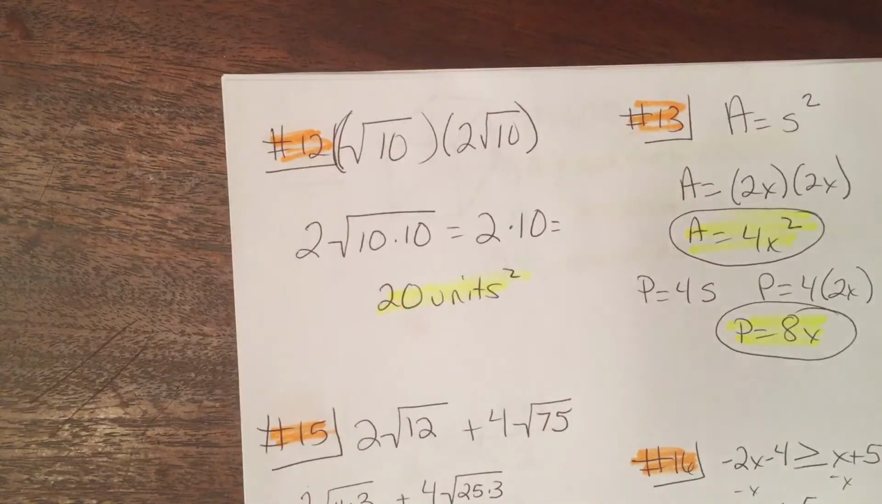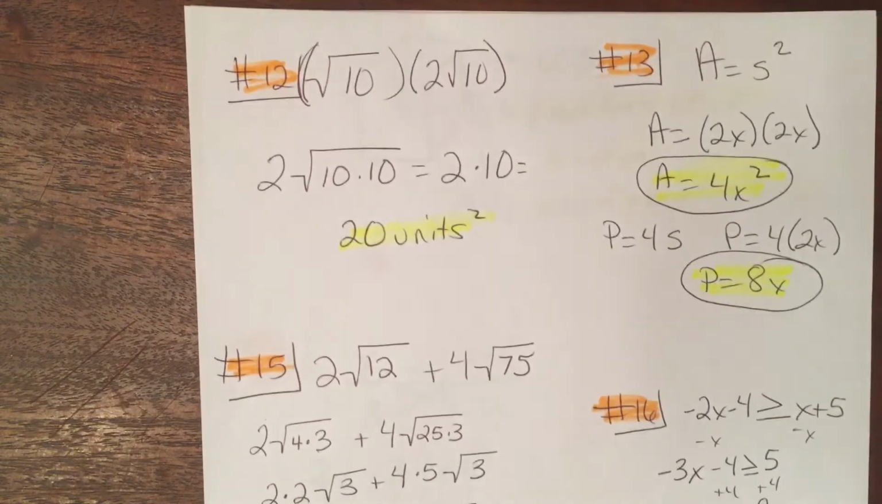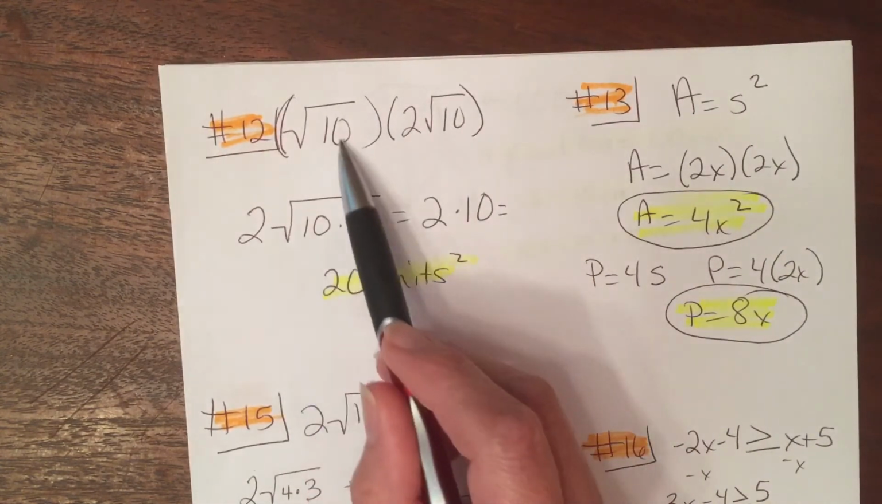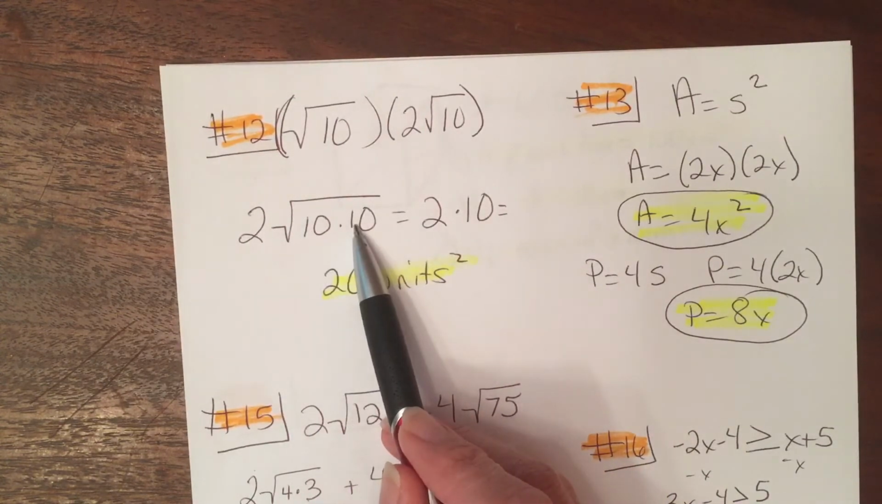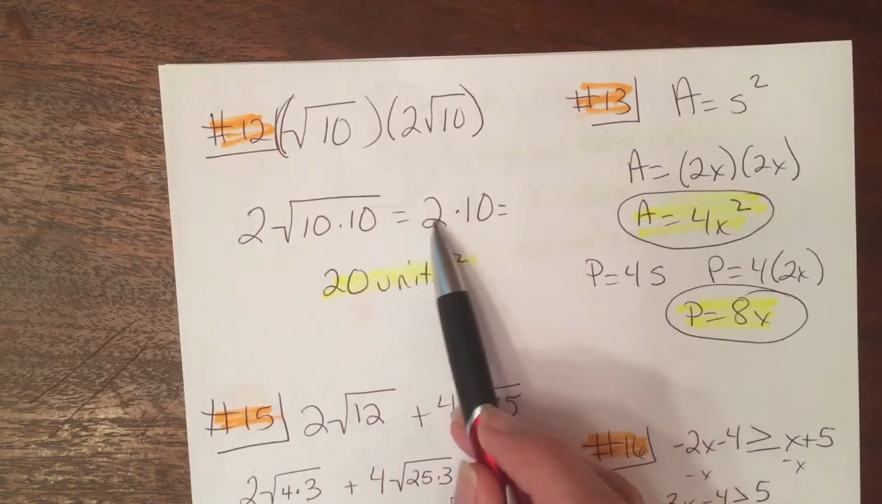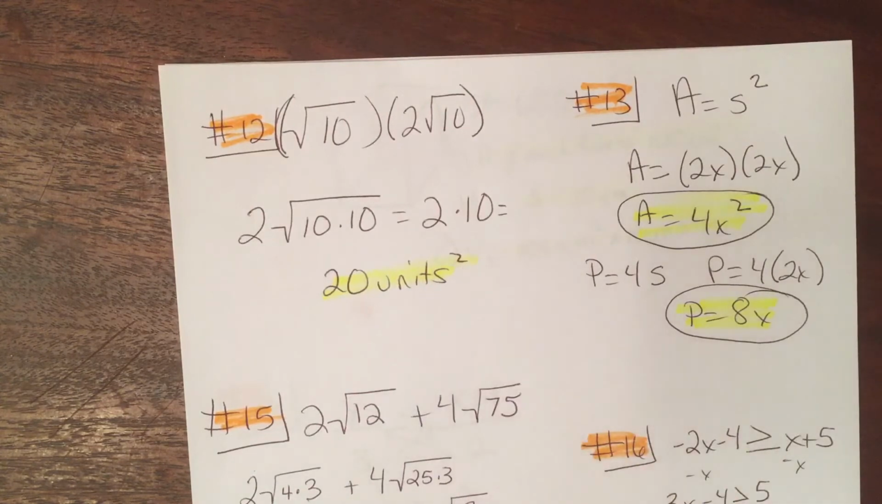Next is number 12. They want us to find the area of this rectangle, and it measures radical 10 times 2 radical 10. Okay, so when I multiply these together, I get 2, and I can put both of the numbers inside the radical under the same radical, 10 times 10. Well, 10 times 10 is 100, and the root of 100 is 10. So now I have 2 times 10. My final answer is 20 units squared.